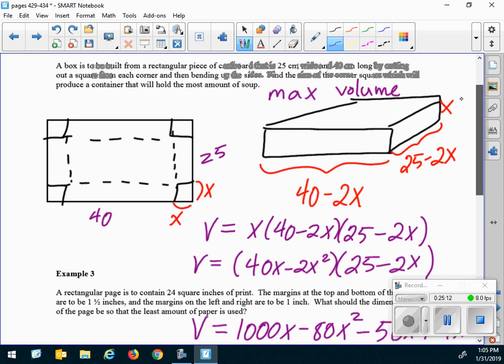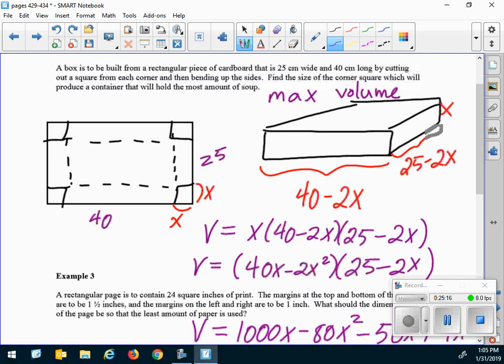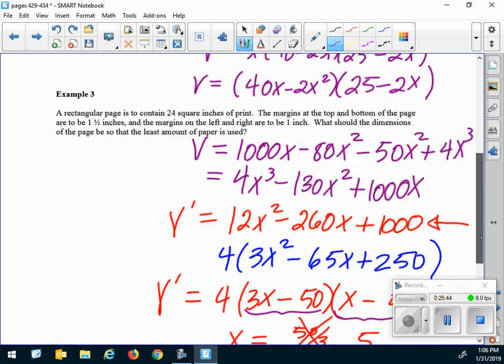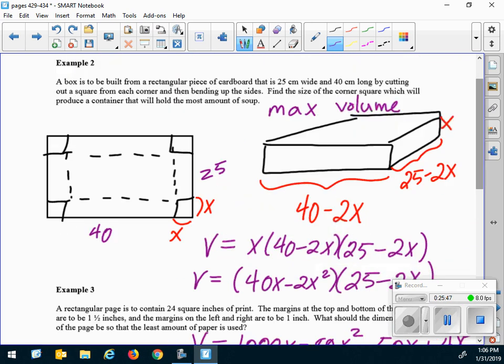So let's look at what the question was. Find the size of the corner square which will produce a container that will hold the most amount of soup. So what's our sentence going to say? A square of size 5 by 5, is it centimeters, inches? Centimeters. A 5 by 5 centimeter square will produce a container that holds the maximum amount of soup. Make sure you write the sentence.